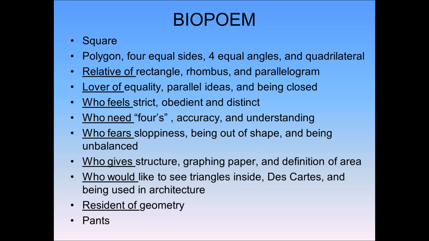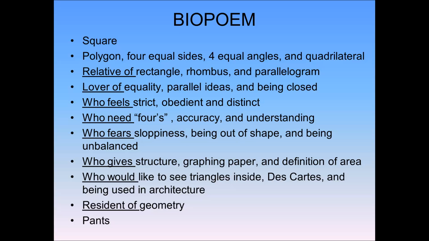This was great. This was actually somebody who wrote about a square. It was a class in geometry, and so they learned about the square, and this is how creative one person was. Square: polygon, 4 equal sides, 4 equal angles, and quadrilateral. Relative of rectangle, rhombus, and parallelogram. Lover of equality, parallel ideas, and being closed.